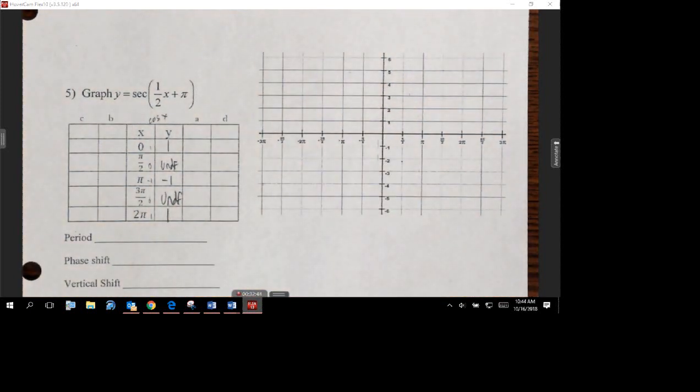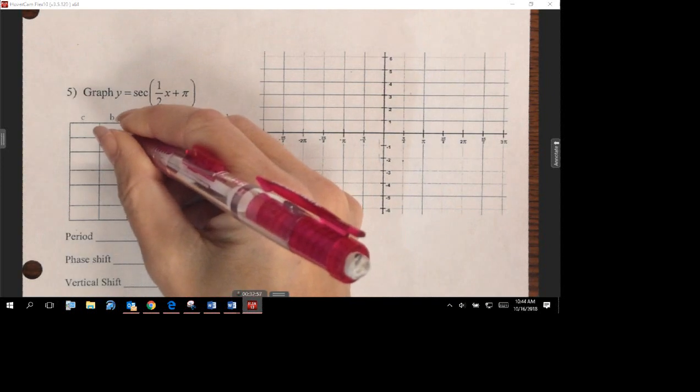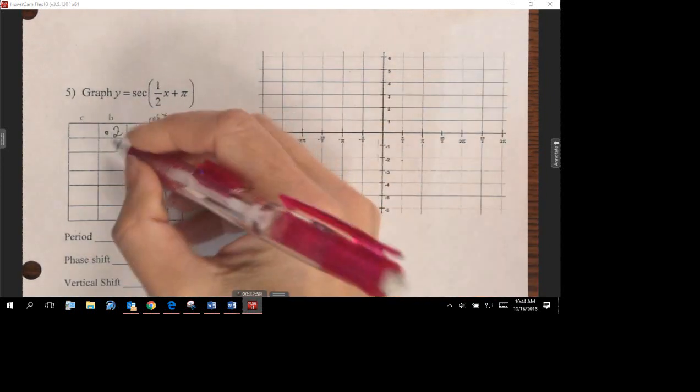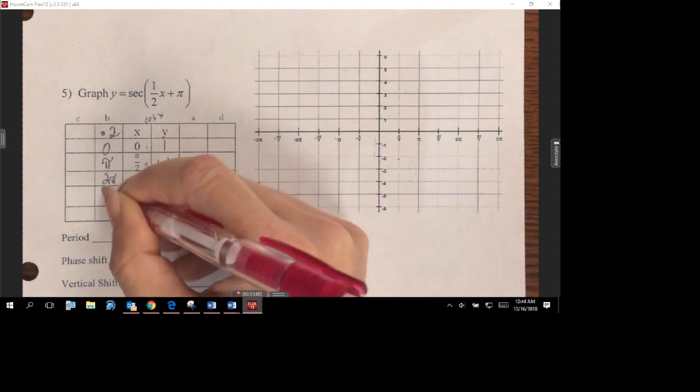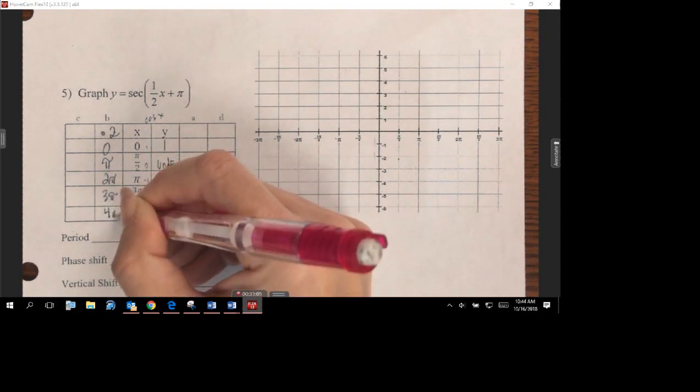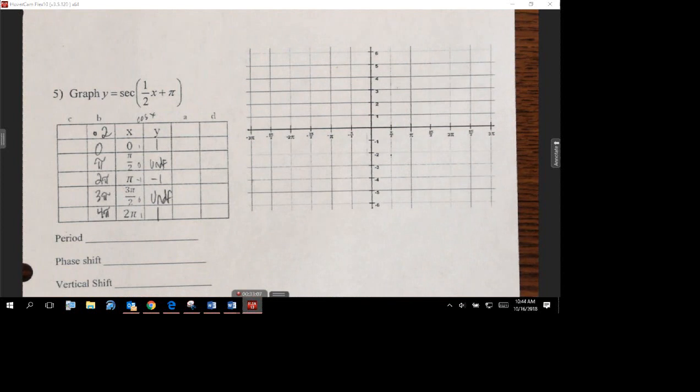Then we're going to look at transformation. And the 1/2 is a what? It's a horizontal stretch by a factor of 2. So you're going to take your x's and multiply those by 2. And then you're going to look at the pi. And you're going to tell me what to do with that pi.